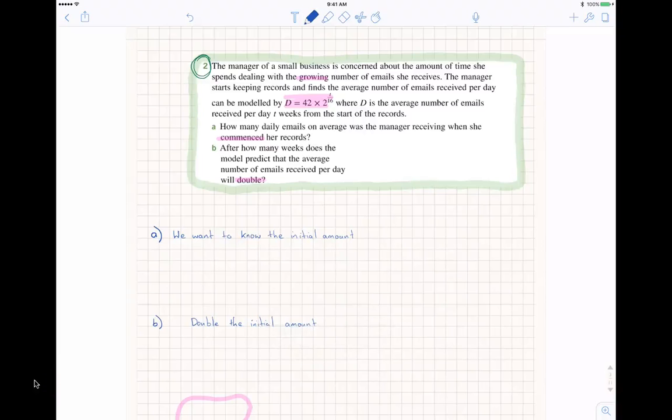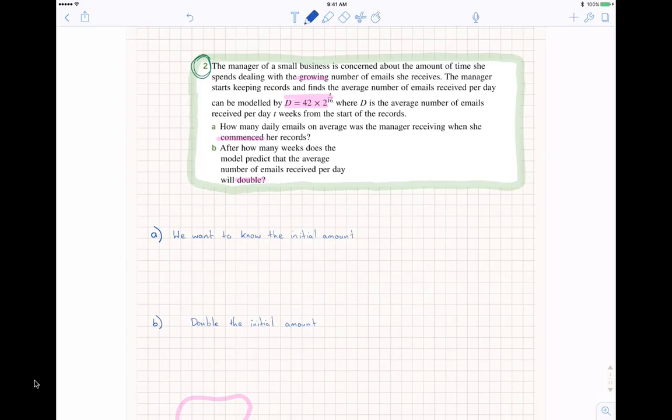So question 2. The manager of a small business is concerned about the amount of time she spends dealing with the growing number of emails she receives. The manager starts keeping records and finds the average number of emails received per day can be modeled by D equals 42 times 2 to the power of T on 16, where D is the average number of emails received per day, T weeks from the start of the records. How many daily emails on average was the manager receiving when she commenced her records?